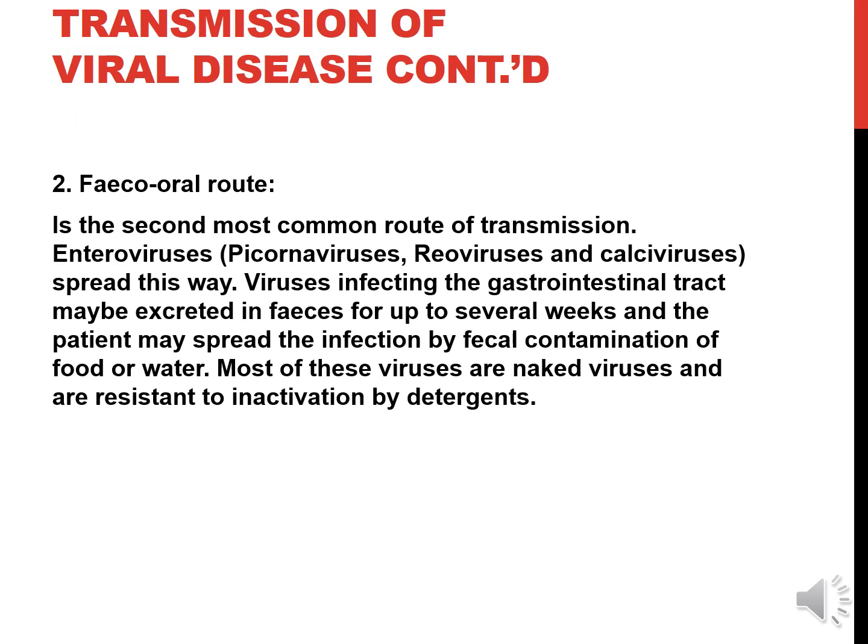Next is fecal oral. Fecal oral is the second most common route of transmission. Enteroviruses like picornavirus, reovirus, and calicivirus spread in this way. Viruses infecting the gastrointestinal tract may be excreted in feces for up to several weeks, and then the patient may spread this infection by fecal contamination of food and water. Most of these viruses are naked viruses and resistant to inactivation by detergent.